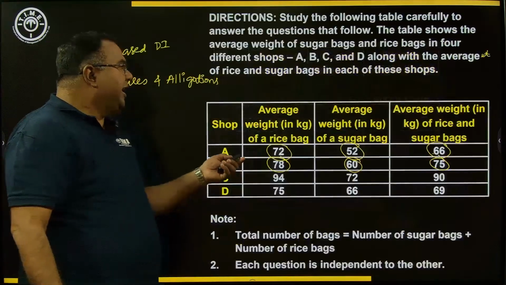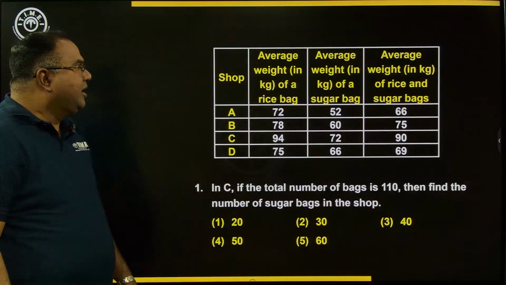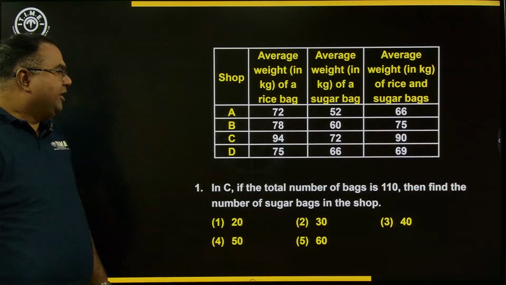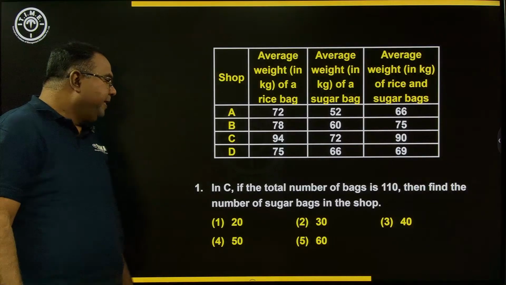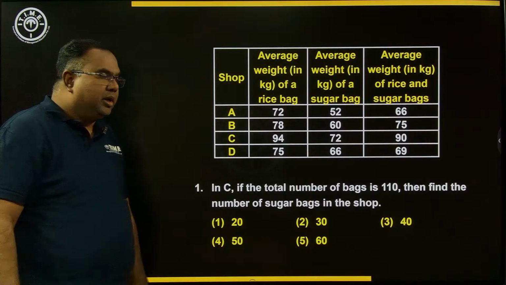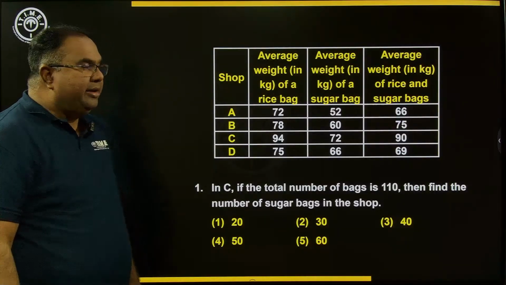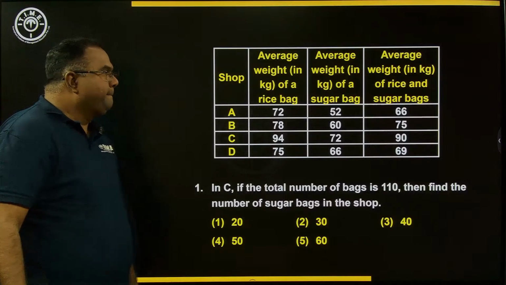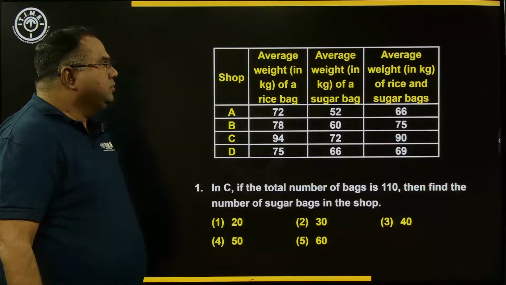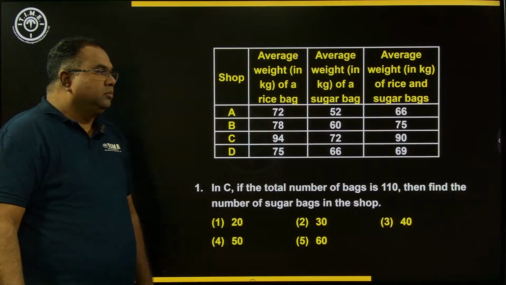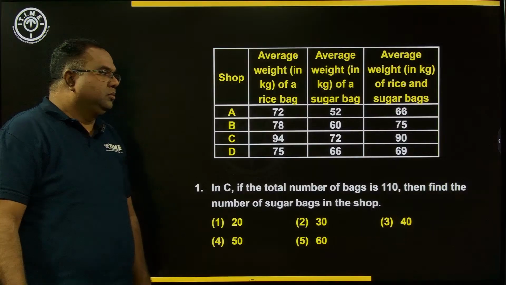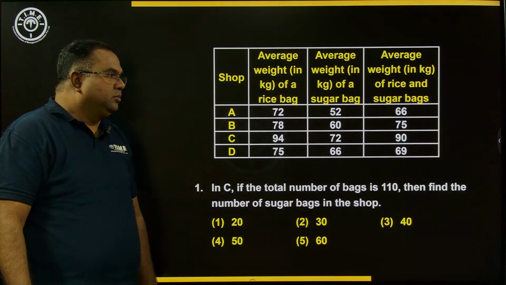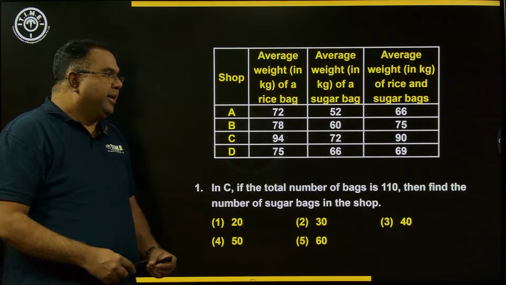So this is the data here. Average weight of rice bag, average weight of sugar bag, and average weight of rice and sugar bags. This is the first question. In C, if the total number of bags is 110, then find the number of sugar bags in the shop. Let's solve this. I'll give you 30 seconds of time. Anybody who can answer this question?